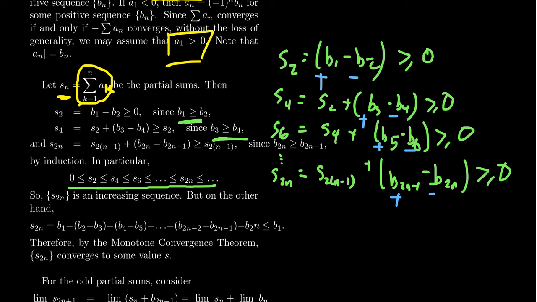Because notice that S4 is S2 plus something, so it's bigger than S2. And S6 is S4 plus something positive, so it's bigger than S4. And S2n is bigger than S2n minus 1 because it's that partial sum plus a little extra. I mean, you might be adding zeros, so it might not have got bigger at all, but that's okay. Our inequalities have less than or equal to.